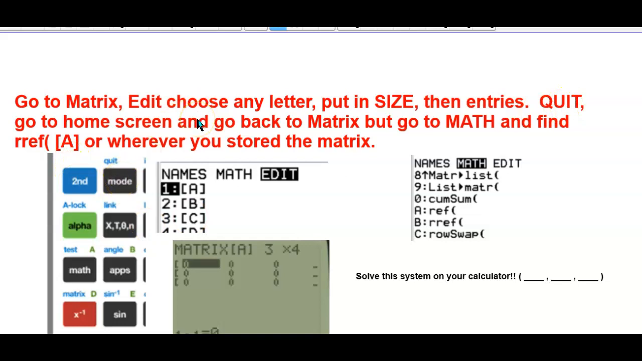Then you go back to matrix, second matrix, but this time you only go to math. And then you find RREF, which is faster if you actually go, I believe, up than down, but you'll find RREF, or it's the B. Then you're going to put the name of the matrix in here. But if you're using the alpha, it's B. And then the name of the matrix, wherever you stored your 3x4 matrix. I usually just use A, matrix A. Okay.